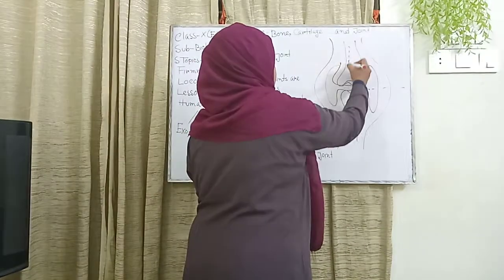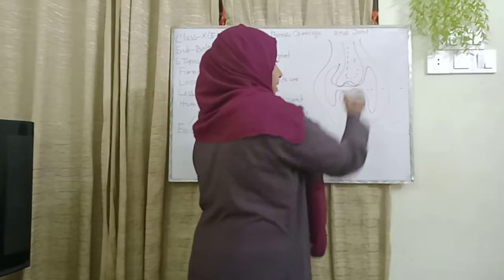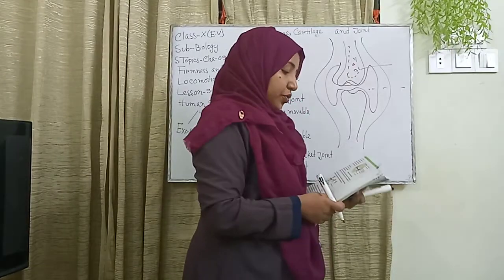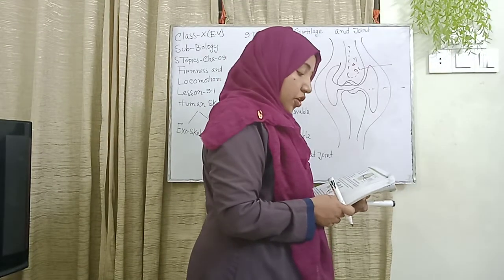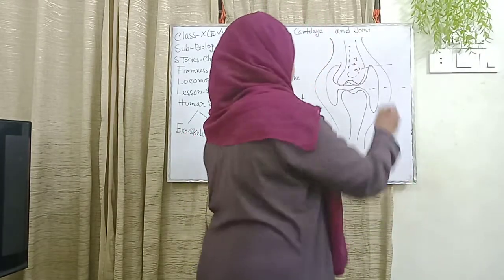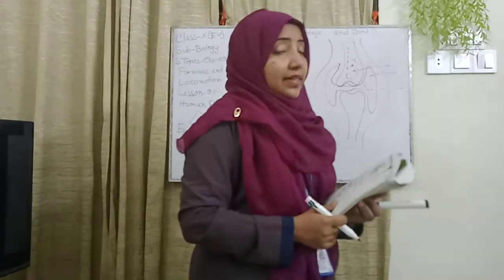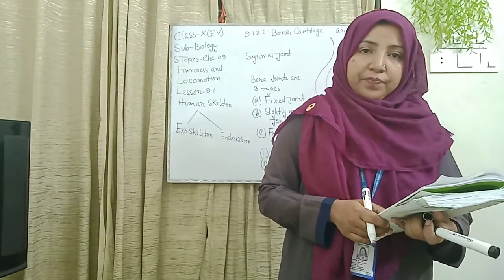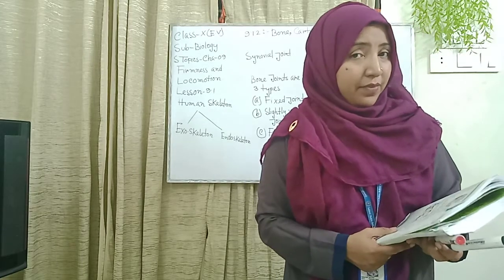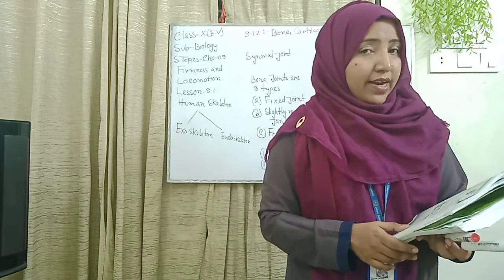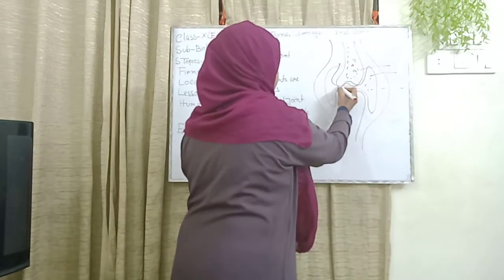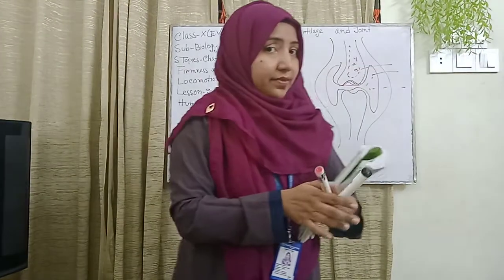This structure is the spongy bone, and this structure is the hard and strong bone. And here is the articular capsule. There are two types: the first is the fibrous membrane and the second is the synovial membrane. These two also make up the articular capsule. And the last structure is the cartilage.